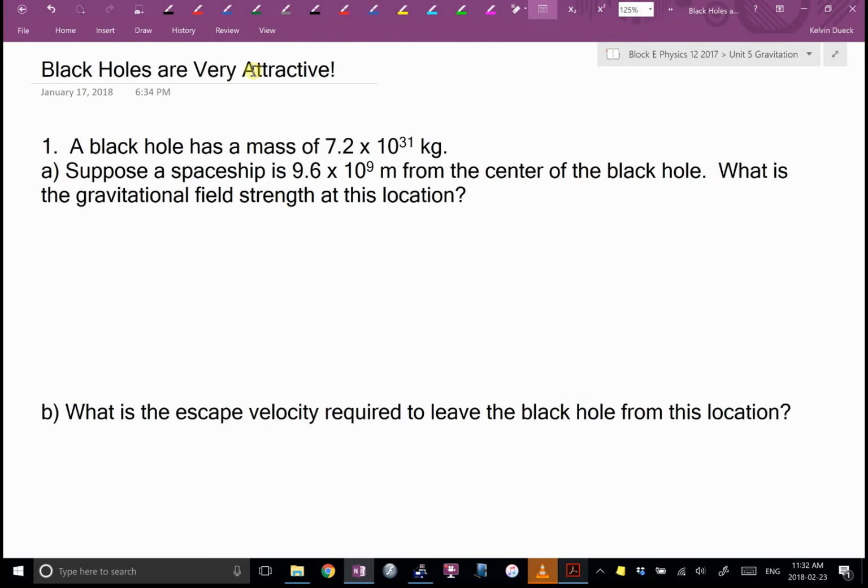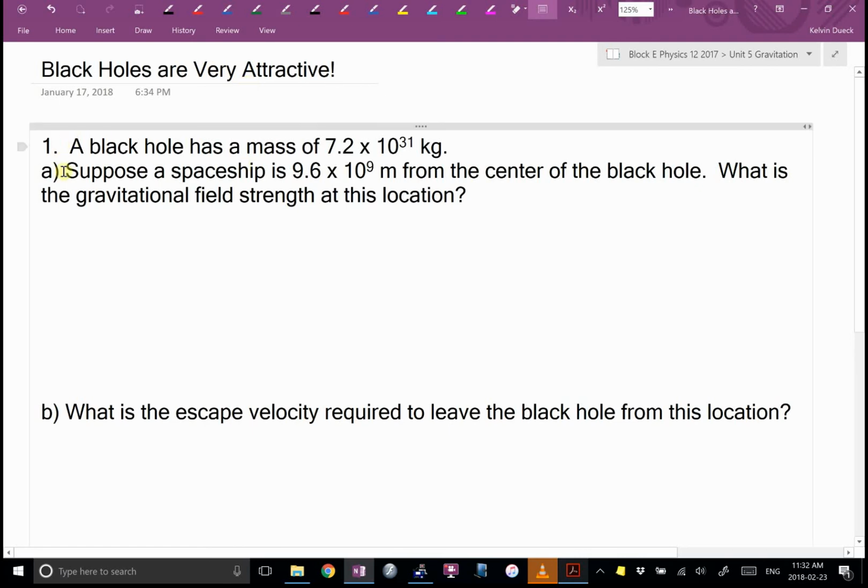I did tell you, and if I haven't, I'll repeat myself. I'll make sure you know now. I am going to do at least one question on your test where we go near a black hole. I want you to get used to the fact that you get some pretty big numbers. And then we also want to talk a little bit about how we can now handle black hole physics. So as a title, you can write black holes are very attractive.